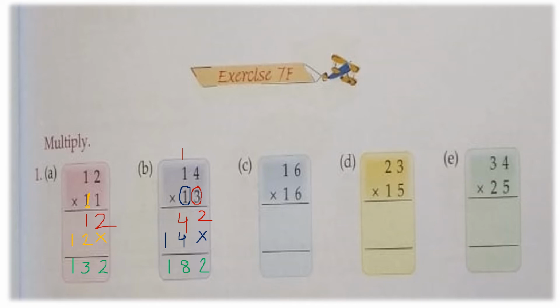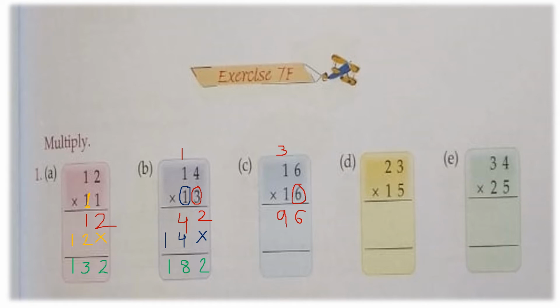Now again children, see the C part. 16 multiplied by 16. First you will multiply 16 with 6. Now 6 times 6 is 36. Write 6 here and 3 as carry. Then 6 times 1 is 6, plus 3 is 9. So 16 times 6 is 96.